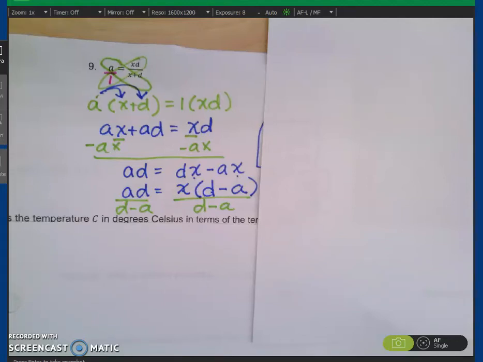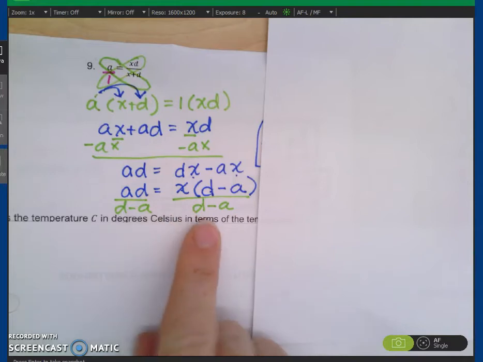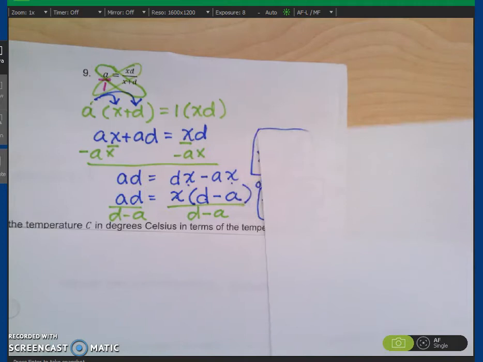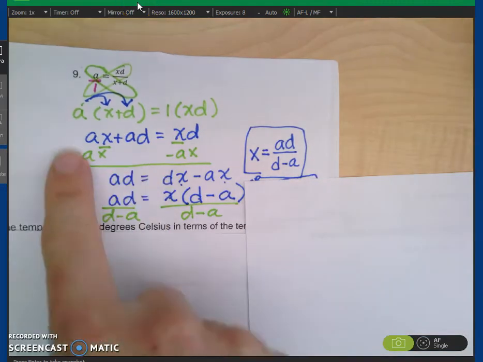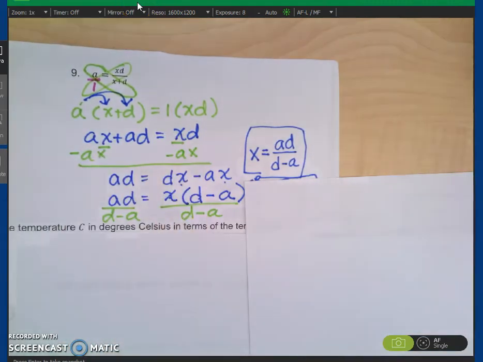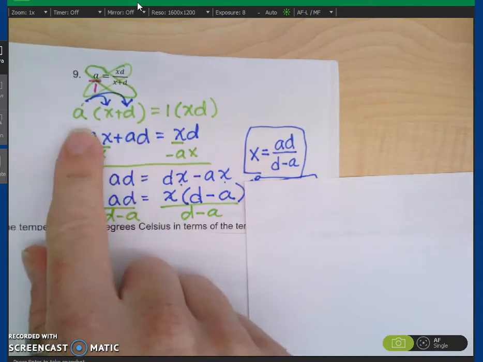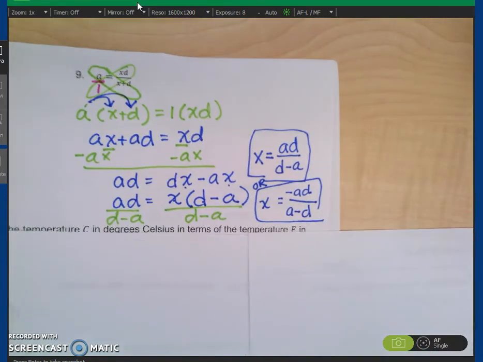Awesome. Let's see how we did. After you factored out the x and divided both sides by d minus a, you ended up with x equals ad all over d minus a. Just so you know, if we decided to do a different method when we were distributing, and if we brought the xd over instead, we would have ended up with x equals negative ad all over a minus d.